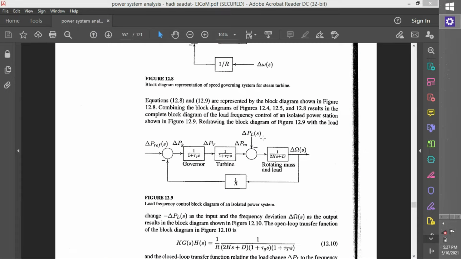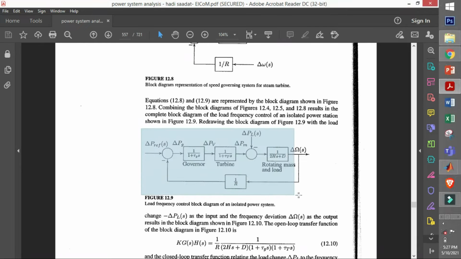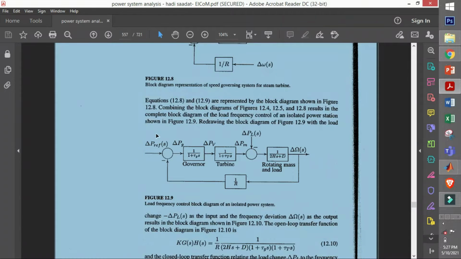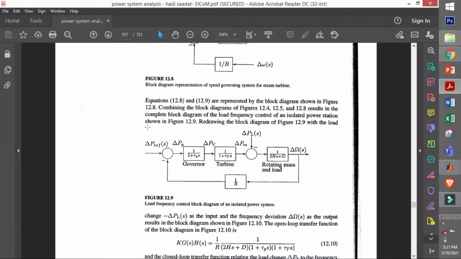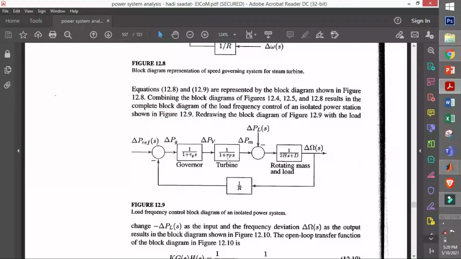So hello friends, today we are going to see how we will draw a single area block diagram in MATLAB. First of all, the prior requirement is that you need to understand what this governor is, what this turbine is, what this rotating mass and load is, and what this feedback 1/R is. To draw this model in MATLAB, you need to know the values of Tg, Tt, H, D and R, and this ΔPL also.